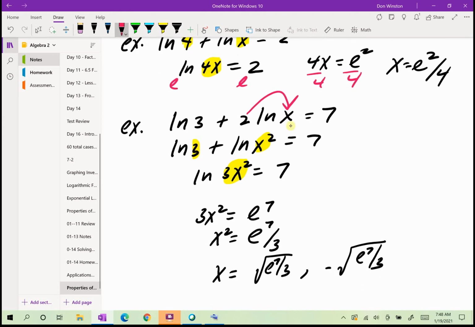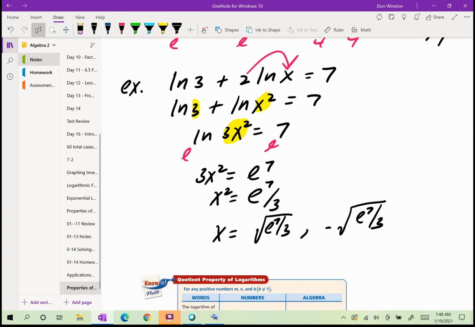And then I apply the inverse properties. So e to the natural log of 3x squared equals e raised to the 7th. That gives me 3x squared is equal to e to the 7th. Divide both sides by 3. I get x squared is equal to e to the 7th divided by 3.